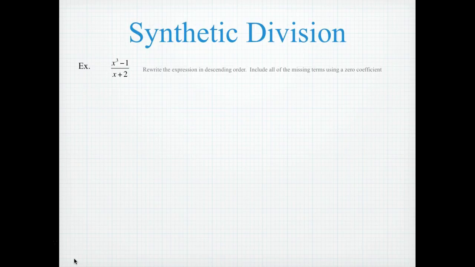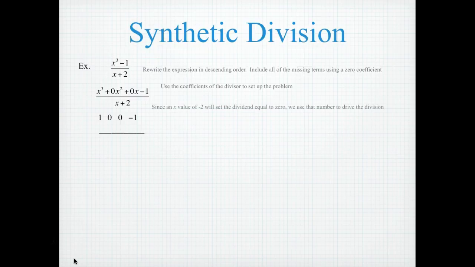We need to include those in synthetic division. They need to act as placeholders. So we put a 0x to the second and a 0x in their place. In the denominator, x plus 2 does not have any missing terms. It's got a linear followed by a constant. Next, we're going to use the coefficients of the dividend to set up the problem. So I take 1, 0, 0, and negative 1 because they represent the coefficients of the dividend.